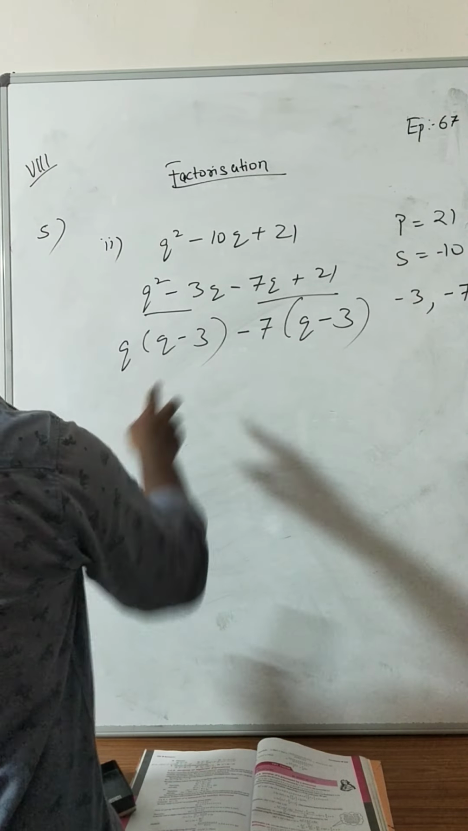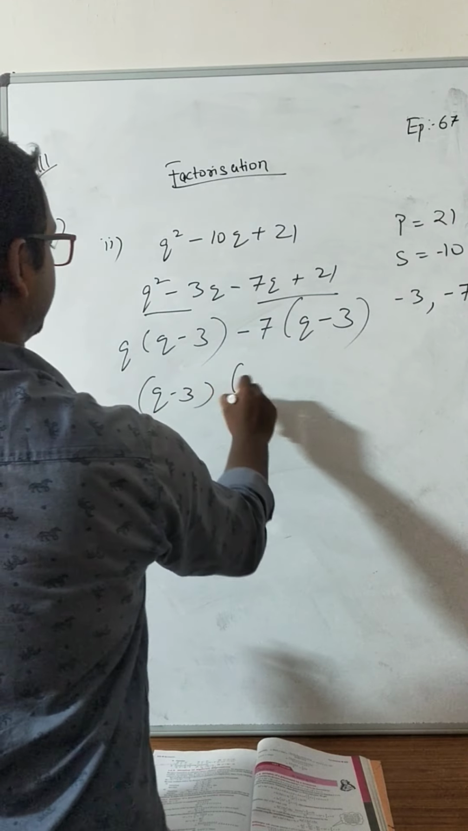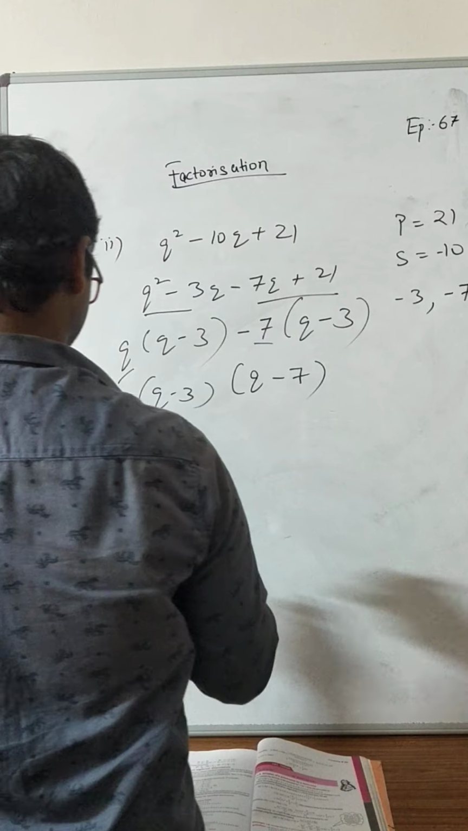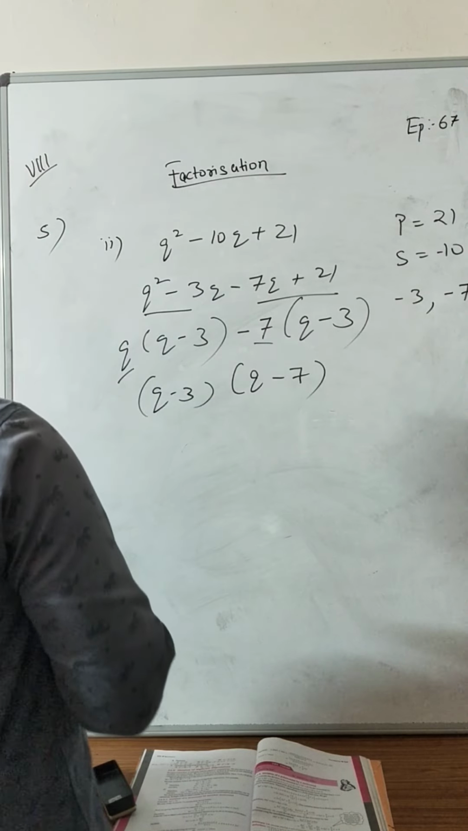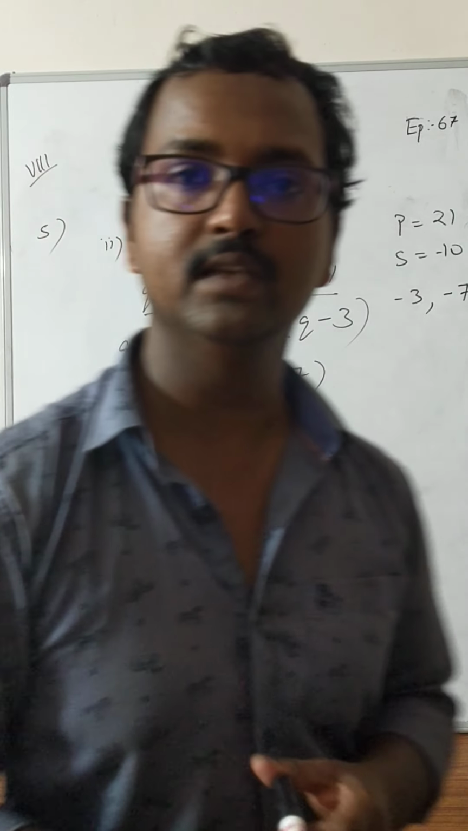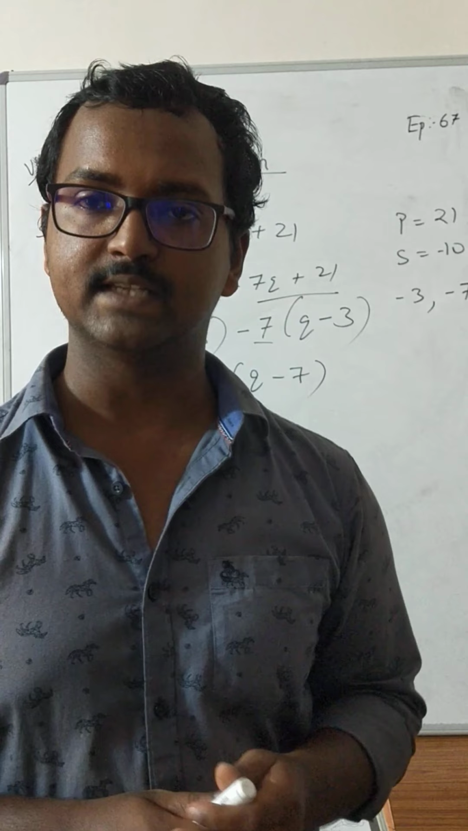Now here again I am taking q minus 3 as common. When I take q minus 3 as common, here I will have q and here I will have minus 7. So the final answer is q minus 3 into q minus 7. So students, questions number 1 and 3 are homework for you from this fifth question. And with this, exercise 14.2 is over.